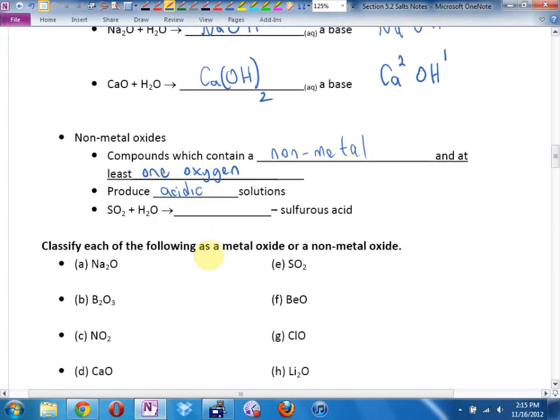Here's an example. SO2 plus H2O. What's H2O? So we're mixing something with water. SO2, is that an oxide? How do you know? Now, what's the first letter? Sulfur, metal or non-metal? Oh, there's a non-metal oxide. It's going to form an acid. If it forms an acid, what's it going to start with? There's going to be an H in front.